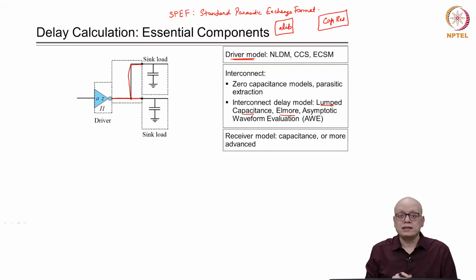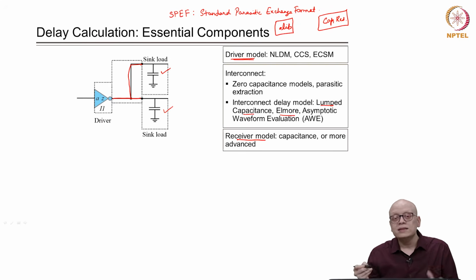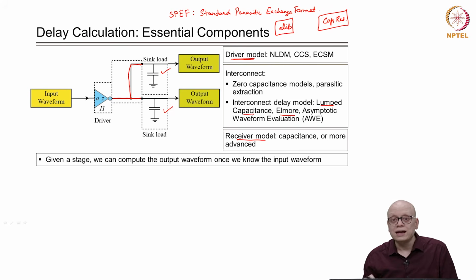The third important thing that a delay calculator needs for doing delay calculation for a stage is the receiver model, meaning how we model the sink pins. In this case, suppose there is one sink pin and another sink pin, then the tool can either consider each as a simple lumped capacitor, or use a more advanced receiver model for the receiver pins. Using this information, the delay calculator can compute the delay of the given stage.